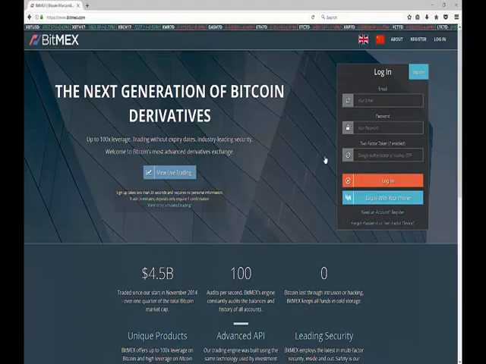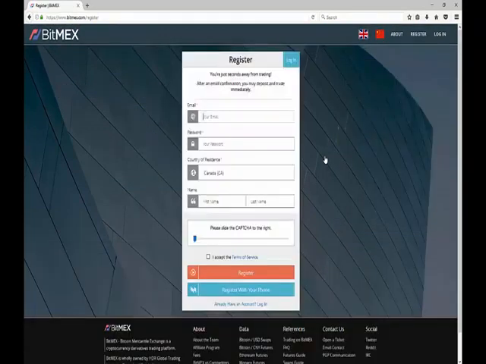Alright, in this tutorial I'm going to show you how to use BitMEX. BitMEX is a Bitcoin and crypto derivatives exchange. It allows you to trade futures contracts on Bitcoin as well as a handful of various different altcoins. So the very first thing that you're going to want to do is register an account.